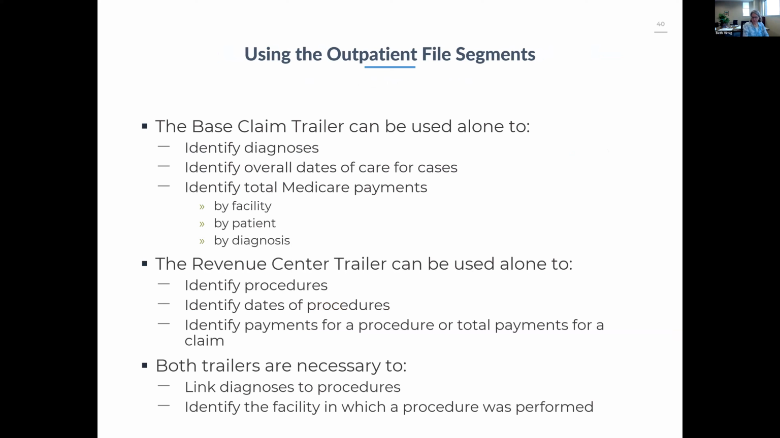So when we're using the outpatient file, just a reminder that the base claim can be used alone to identify diagnoses, dates of care, and payments. The trailer alone can be used to identify procedures, dates of procedures, and payments for procedures. But really, to do what we almost always want to do, you're going to need to put the two together so you can have diagnoses and procedures and identify the facility in which a procedure was performed. So I know of no way around that.